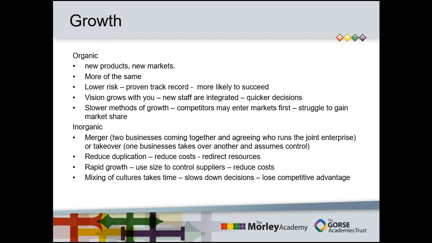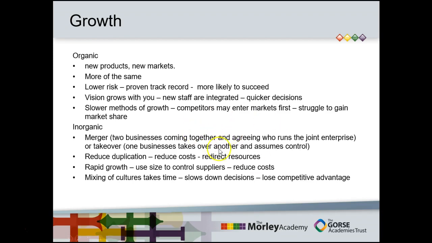So your suppliers, whether they be gas, electricity, insurance, whatever it might be, are more likely to offer you a favourable rate because you've grown in size significantly. And as a result, you can reduce costs. Whether it's a merger or a takeover, you definitely don't need two headquarters, so you are likely to reduce costs by reducing duplication. You don't need two sets of finance offices, you don't need two IT departments, so you will reduce the number of staff that work within the organisation and then start to use that money elsewhere.